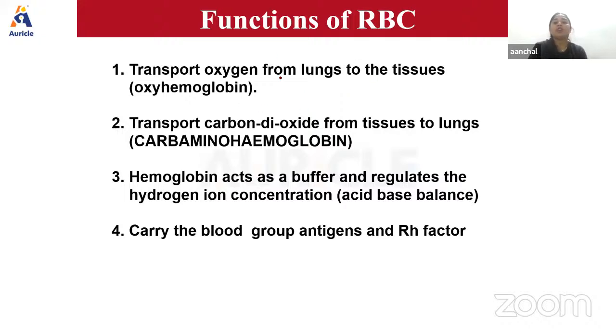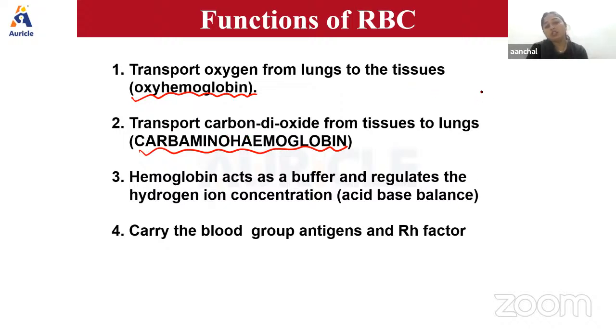Okay, now the function of RBC. RBC is responsible for the transport of oxygen as well as the transport of CO2. Transport of oxygen from lungs to the tissue is in the form known as oxyhemoglobin, when hemoglobin combines with oxygen. Then transport of carbon dioxide from tissue to lungs is known as carbaminohemoglobin, when hemoglobin combines with CO2.